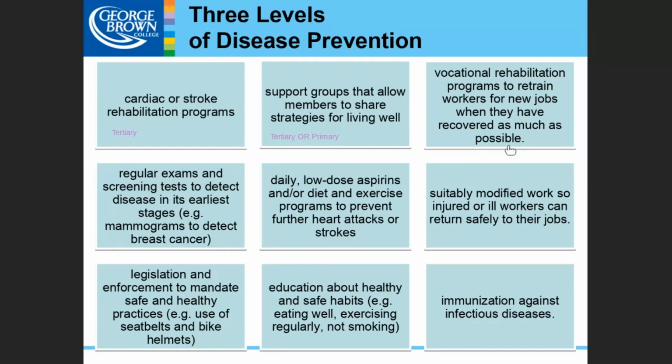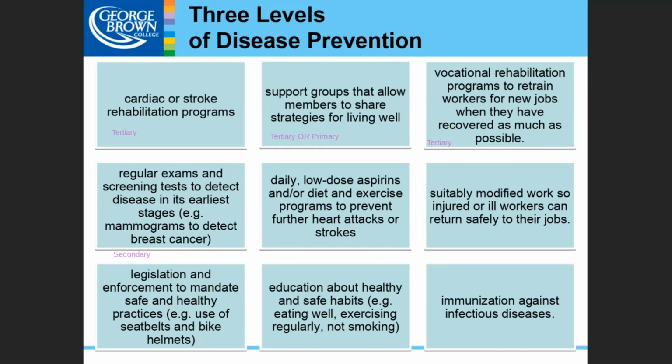This one here: vocational rehabilitation programs to retrain workers for new jobs when they have recovered as much as possible. What would this one be? Tertiary, great. Next: regular exams and screening tests to detect disease in its earliest stage, mammograms to detect breast cancer, for example. Yep, secondary, good job.